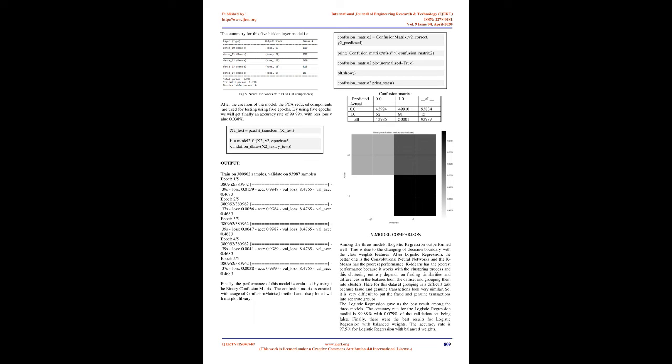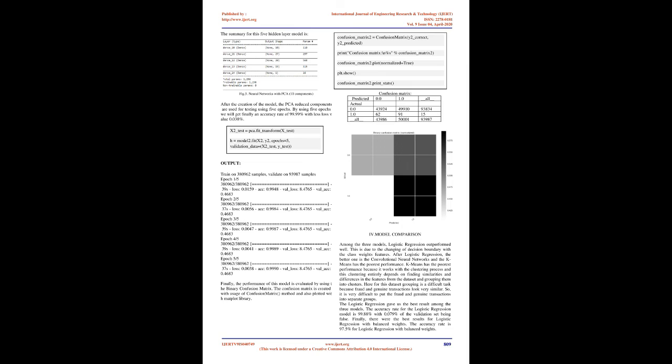The summary for this 5 hidden layer model is: confusion_matrix2 = confusion_matrix(y2_correct, y2_predicted). Print, confusion matrix \n %s % confusion_matrix2. Confusion_matrix2.plot(normalized=True). plt.show. Confusion_matrix2.print_stats. Fig. 5. Neural networks with PCA, 10 components.